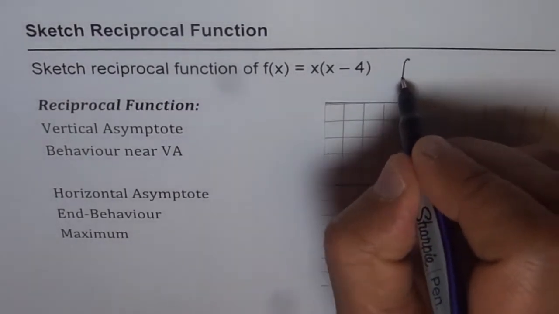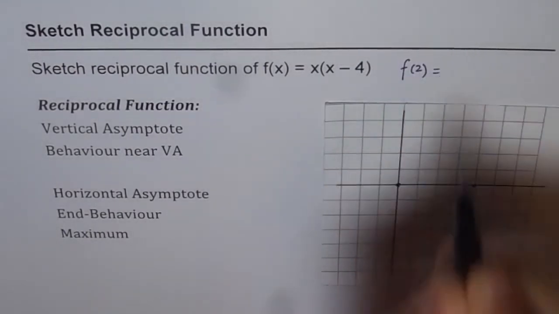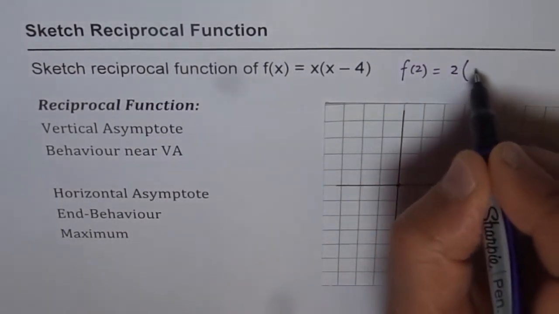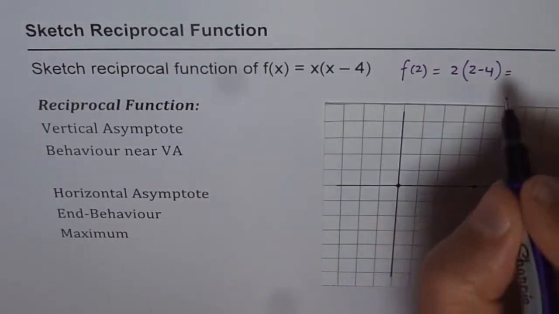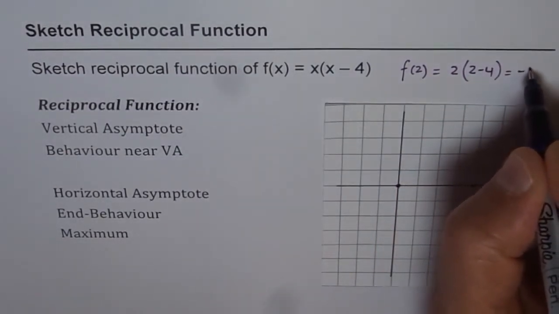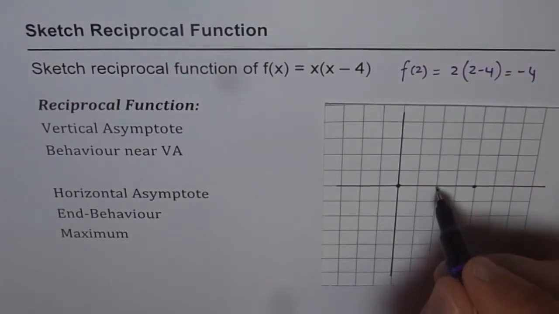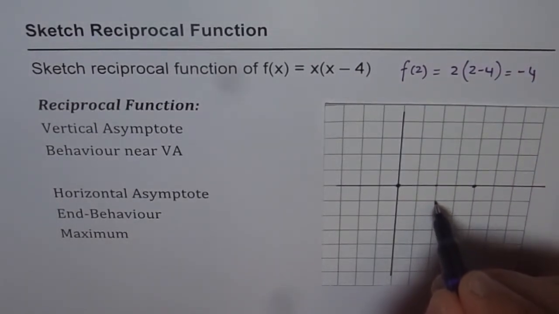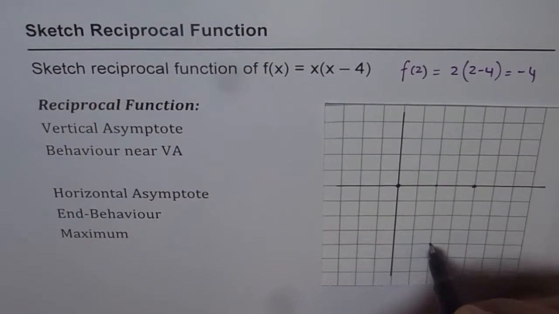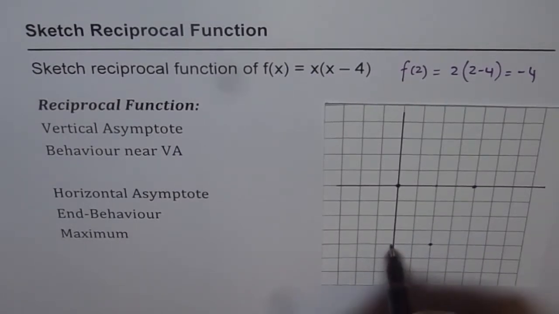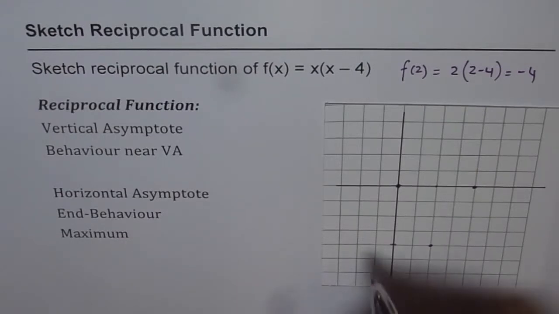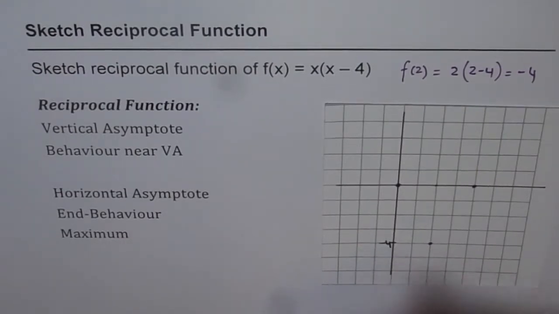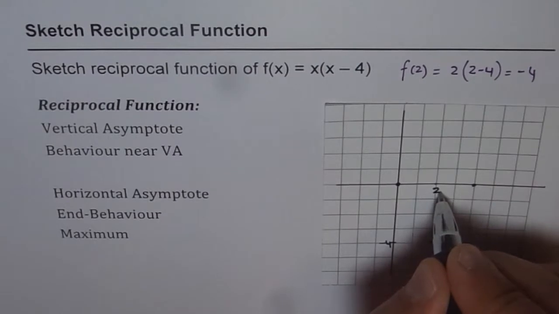So let's find the value of the function at 2. The value is 2 times 2 minus 4, and 2 minus 4 is minus 2, so we get minus 2 times 2 as minus 4. So at 2 we have a value which is 1, 2, 3, 4. So this is minus 4 for us. Let me write down minus 4 here, and that is at 2.